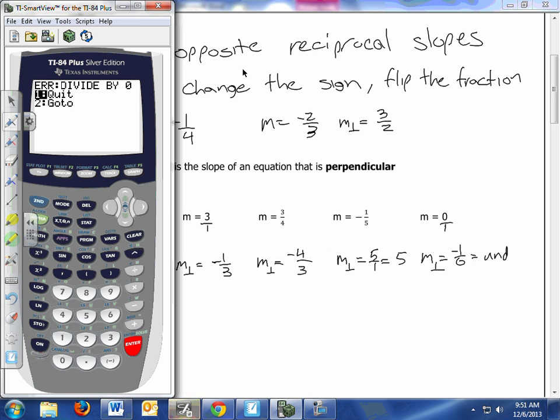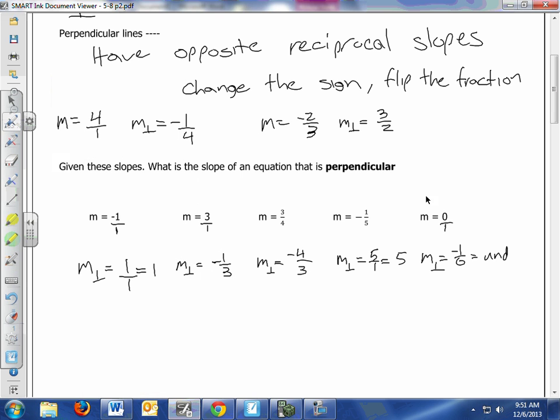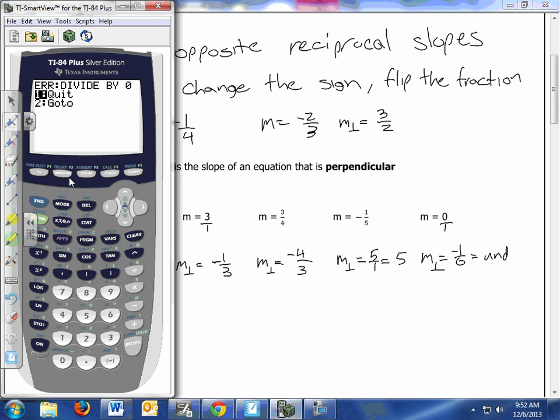Let's think about this last situation. What would be an equation of a line that has a slope of 0? What would that line look like? Let's see. Y equals 0x plus 4. What does it look like? Graph it in your calculator.